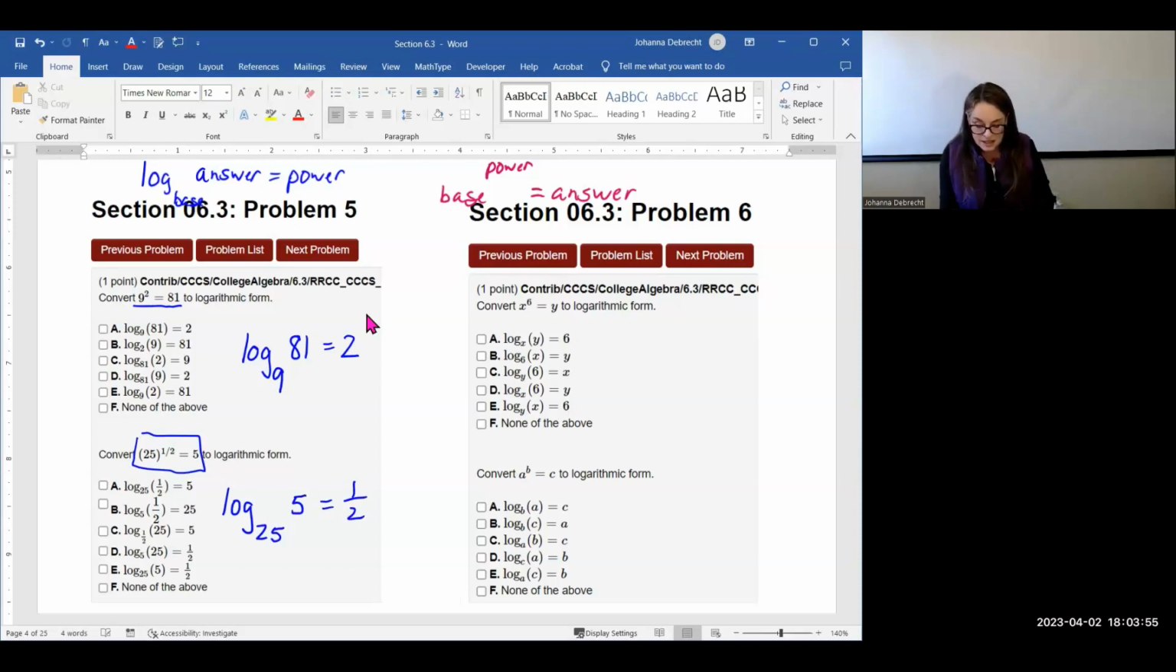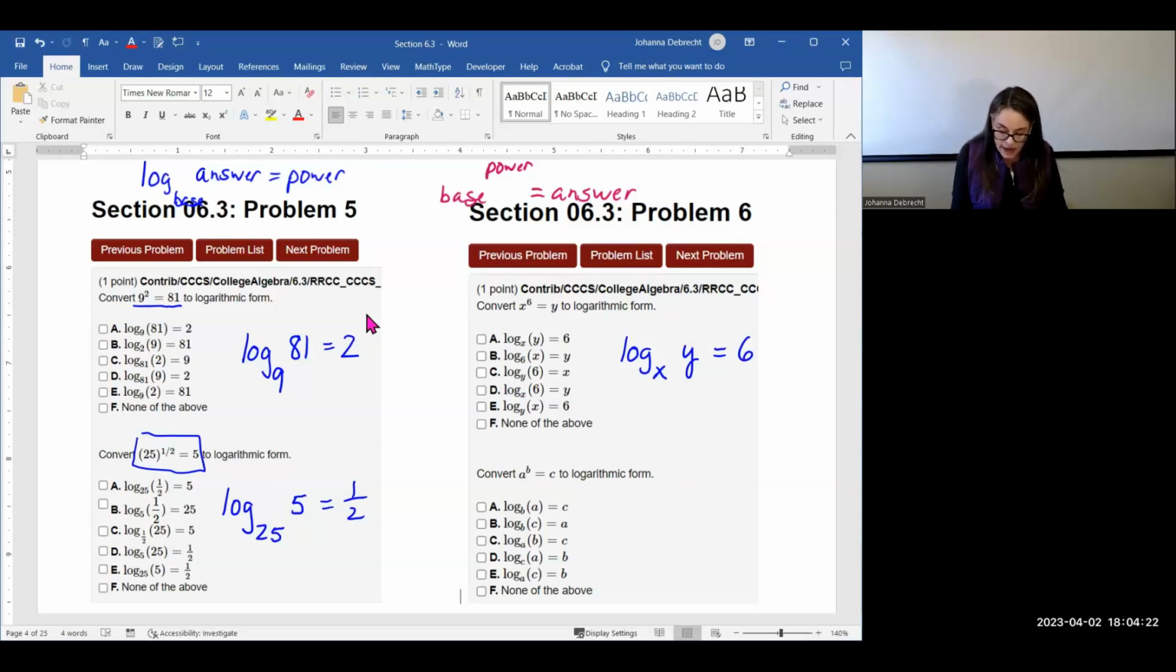All right, let's do the next one. So we have x to the 6th equals y. So my base is x. So I'm going to go by position, put x below and to the right. The answer part is y, which goes on the same level as log, and it equals the power 6, which is also on the same level as log in the answer part.